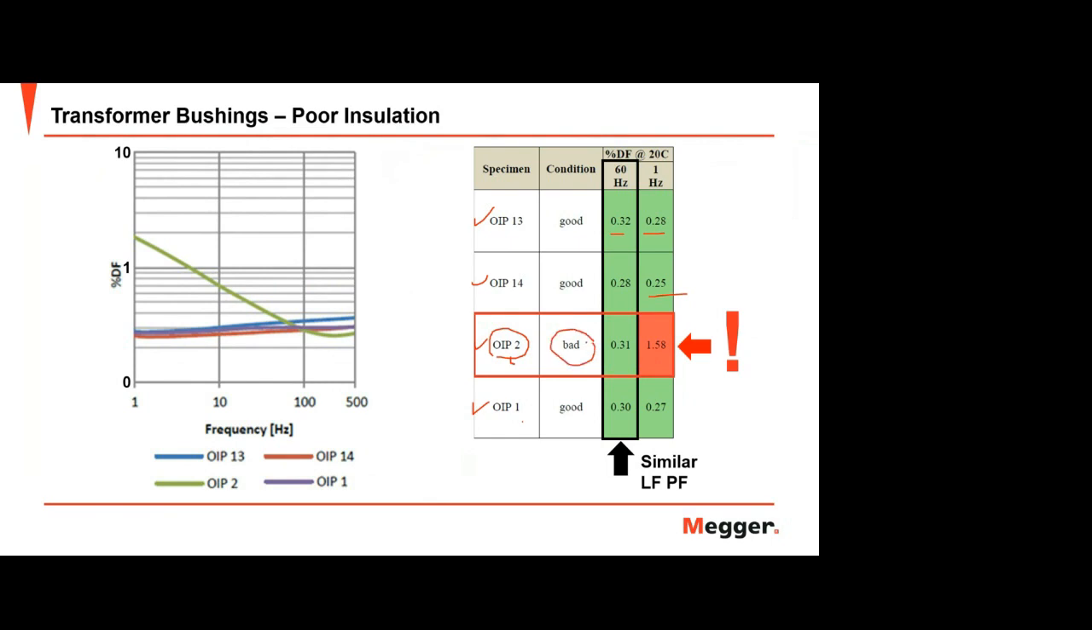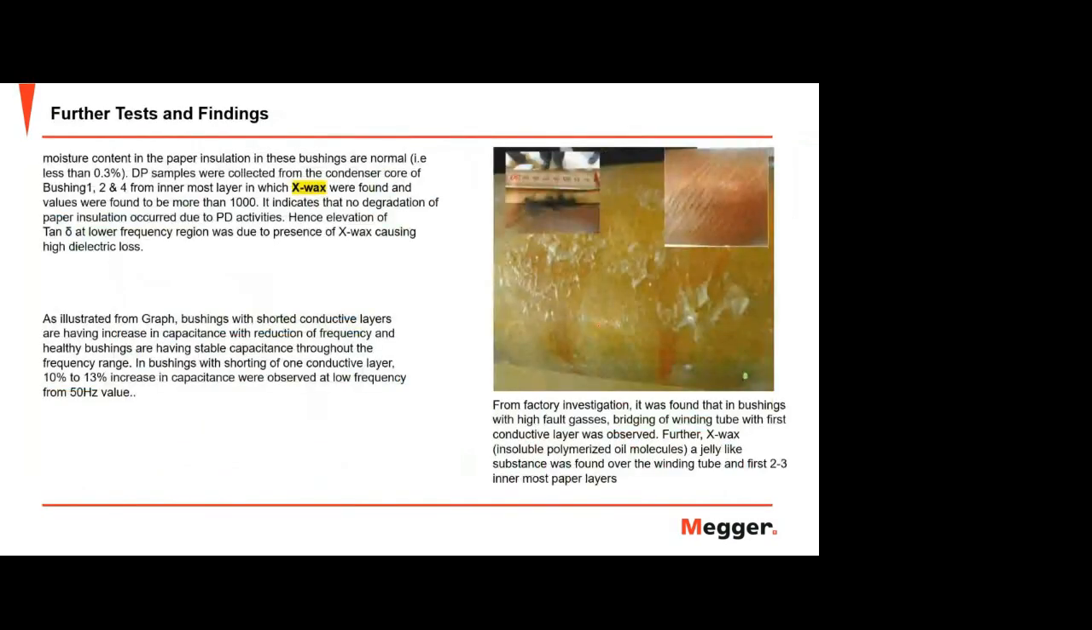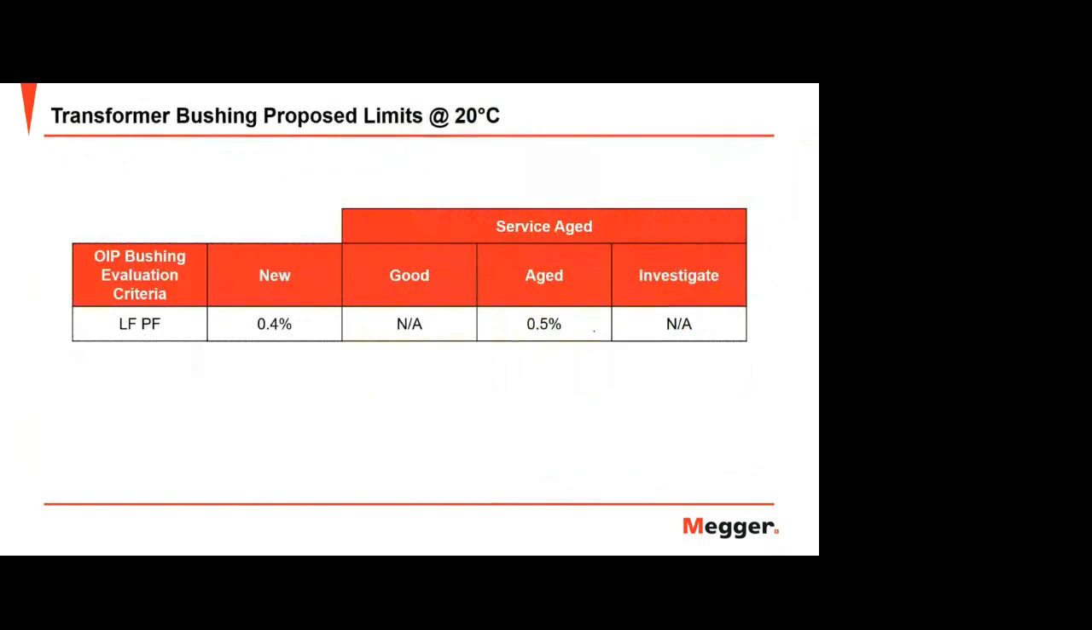Why? So they did some further investigation. They opened the bushing, and what they saw is that they found some X-wax, as you can see in the picture. Well, there is a new standard, the C57.152-2022 series. You can also see this picture there if you have read the standard. Okay. So they found some X-wax, and of course, they need to correct this one. Absolutely, this is a problem. They need to correct this.